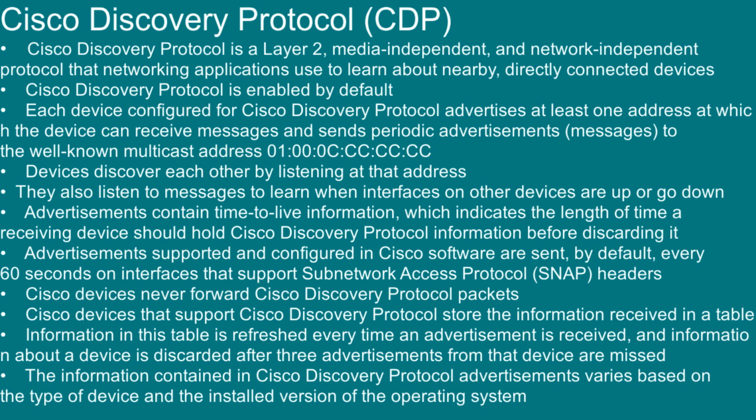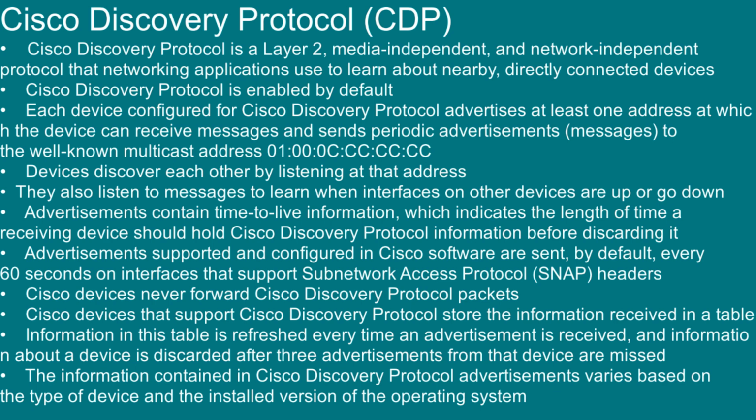discarding it. Advertisements supported and configured in Cisco software are sent, by default, every 60 seconds on interfaces that support Subnetwork Access Protocol (SNAP) headers. Cisco devices never forward Cisco Discovery Protocol packets. Cisco devices that support Cisco Discovery Protocol store the information received in a table. Information in this table is refreshed every time an advertisement is received, and information about a device is discarded after 3 advertisements from that device are missed.